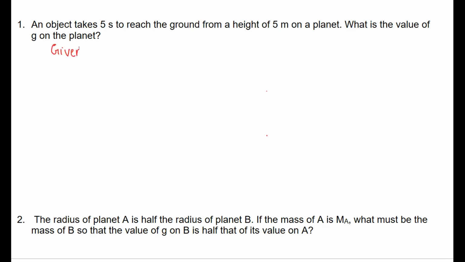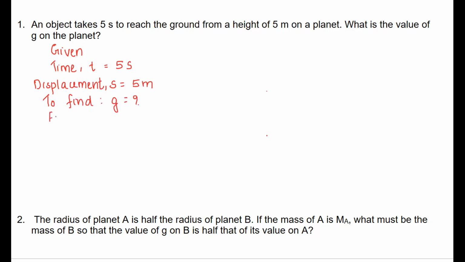So here it is given, time is given, t is equal to 5 seconds, and height from the ground is given, that is displacement of the particle. Displacement is denoted by the letter S. S is equal to 5 meters. To find: acceleration due to gravity, that is g.